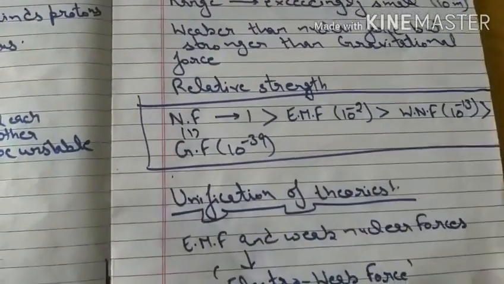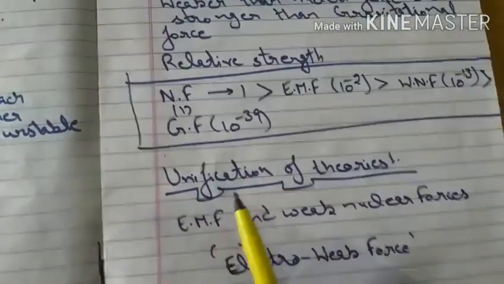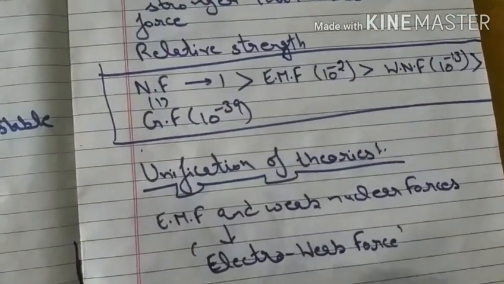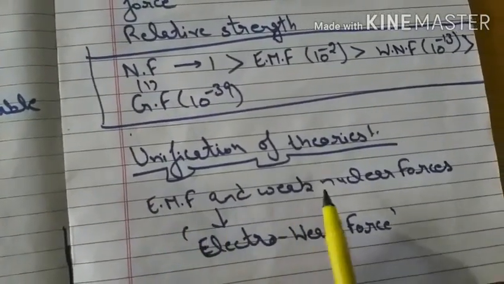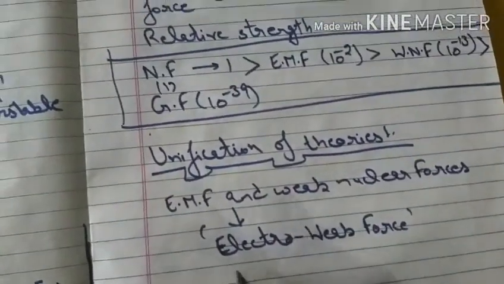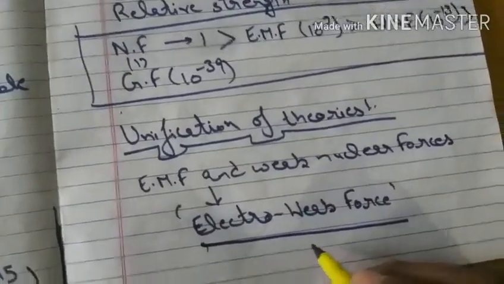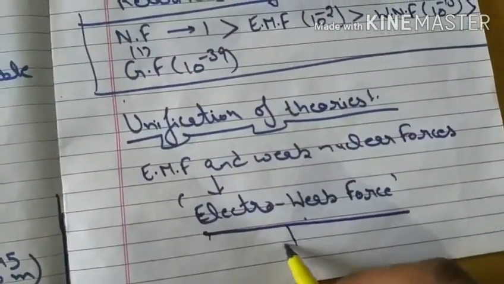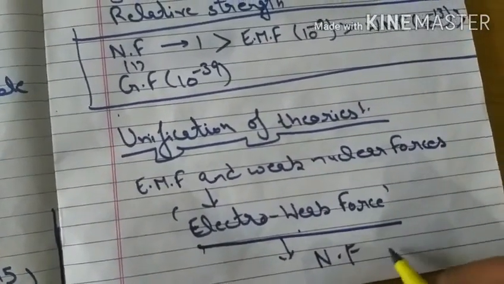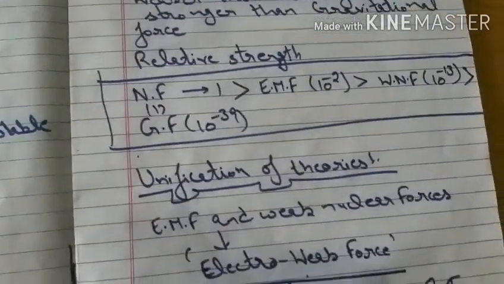Now an interesting thing is the unification of theories. The work is going on to unify all these four theories into a single theory. Until now, electromagnetic forces and weak forces are combined and they are called electroweak forces. We have the theory for electroweak forces, and the work is still going on to coincide this theory with the nuclear force as well as the gravitational force, so that we can have only a single theory.